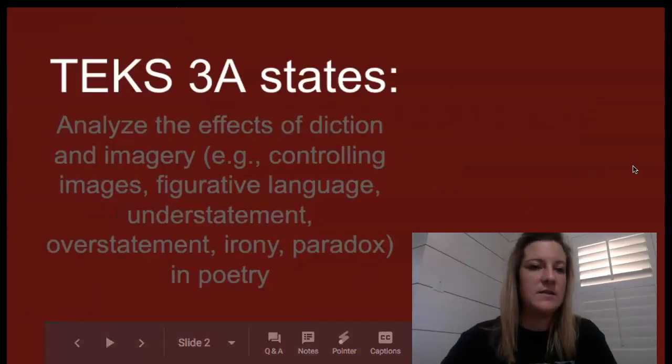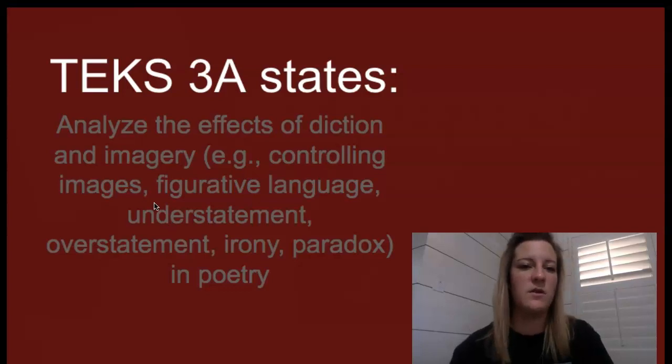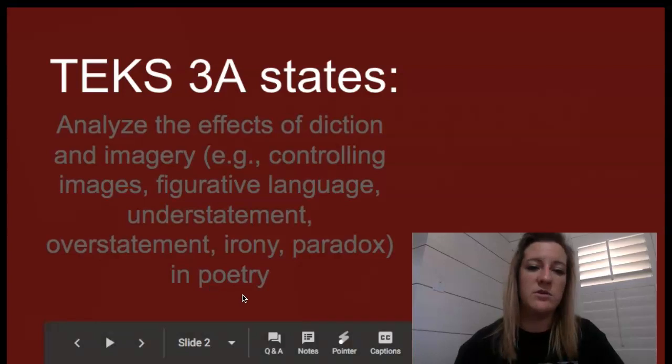3A states, analyze the effects of diction and imagery, for example, controlling images, figurative language, understatement, overstatement, irony, paradox, in poetry. Okay, so all of these are examples of the imagery or diction, how you can use words to put together and create things. And specifically, we're looking at poetry, how all of those things go together in poetry.